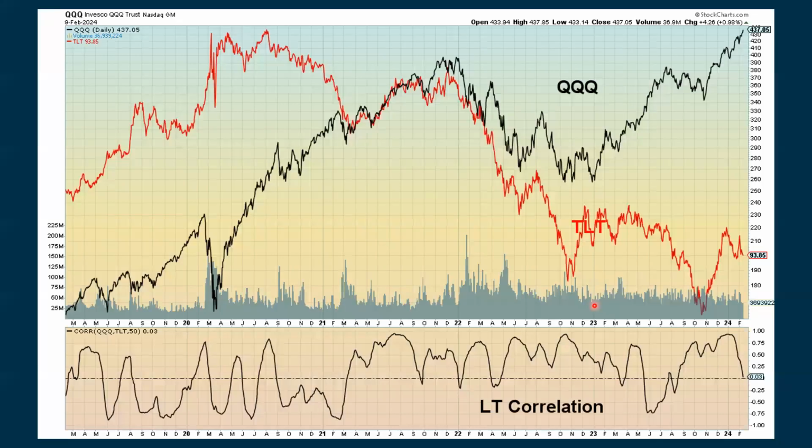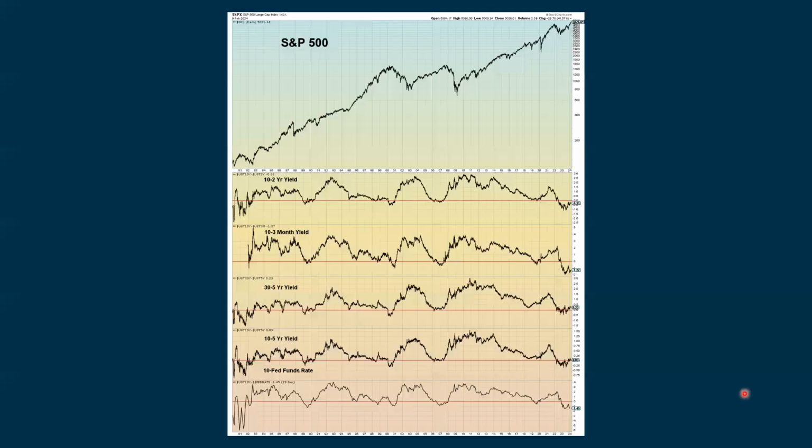Let me look at another correlation between the QQQs, which is the NASDAQ 100, and the TLT, which is the long-term bond ETF. They had a pretty strong relationship going into the end of the year. Now it's coming back down to neutral as they're having a tendency to go in opposite directions. Bond prices are going down as the QQQ has been going up.